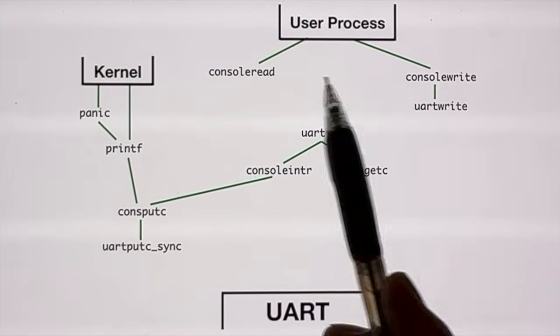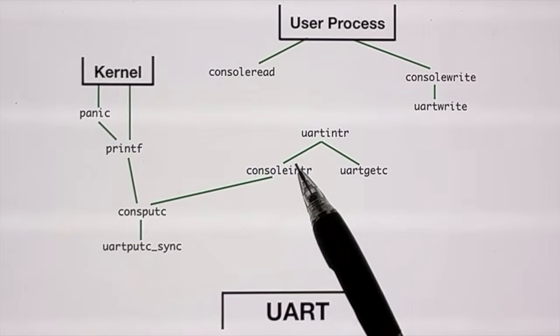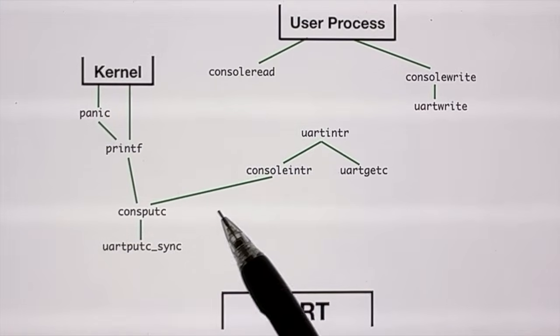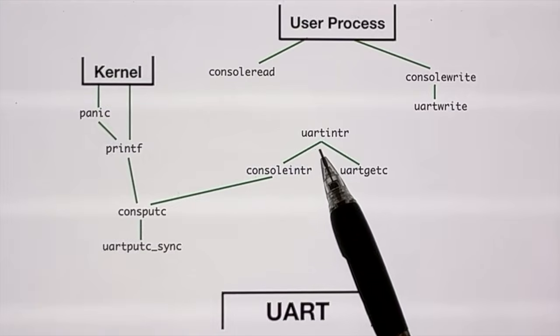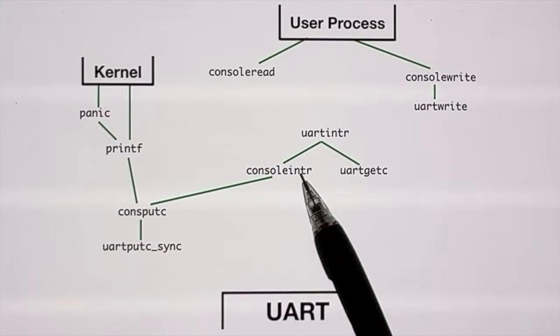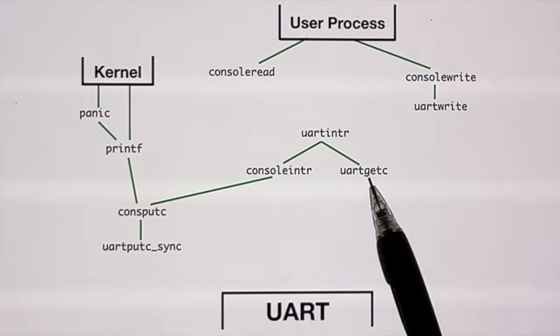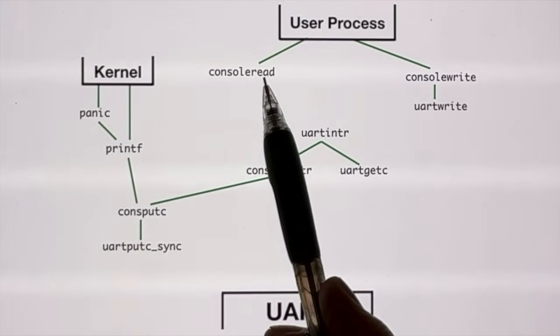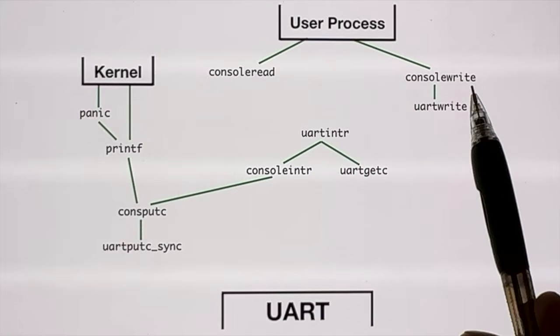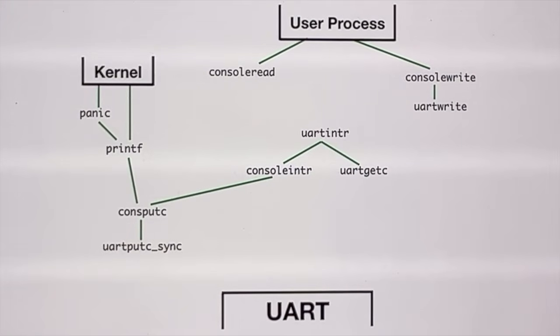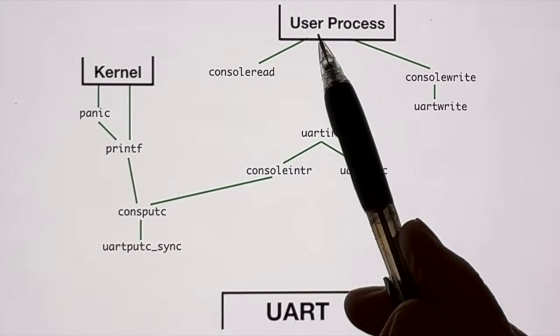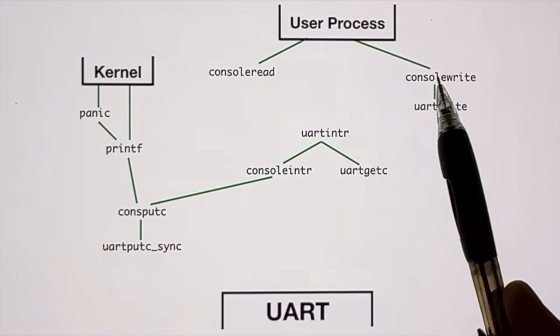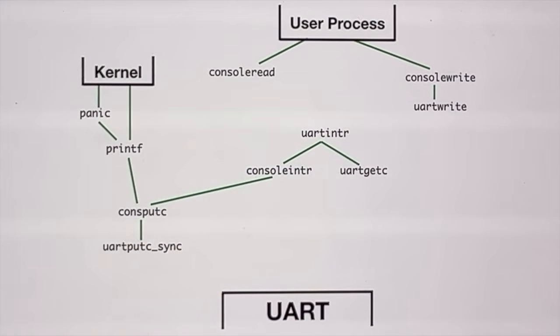Here we see the functions I'll be covering, and the green lines indicate which functions call which other functions. For example, UART interrupt calls both console interrupt and UART getC. The main two functions are console read and console write. When the user process makes a read system call or a write system call, and the I/O is to go to the UART device, the functions console read and console write will get called to do the work.